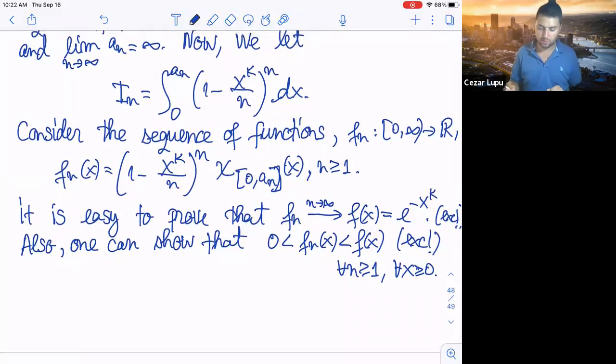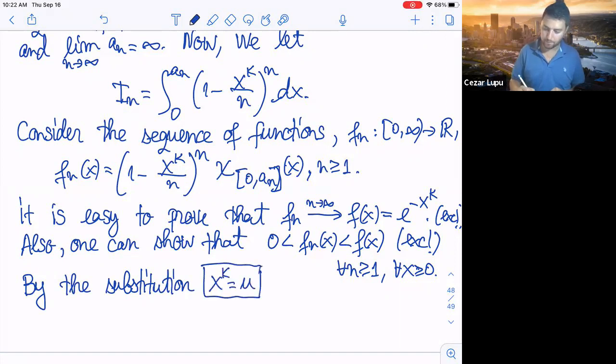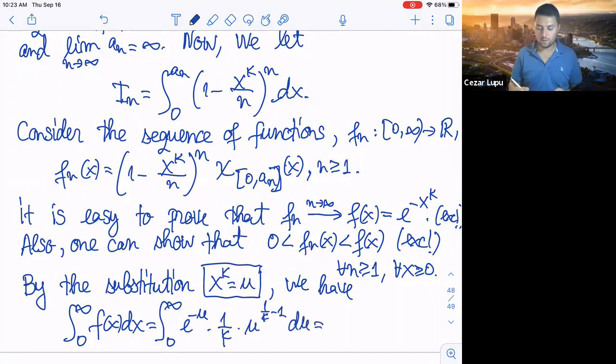We can perform a change of variable so that we can make our life easier with this integral. So by the substitution x to the power k equals u, we have that. Let's just look at the integral from 0 to infinity of f of x dx. So this would be the integral from 0 to infinity of e to the negative u times 1 over k times u to the power 1 over k minus 1 du. And if you recognize here, this is nothing else than just the gamma function.